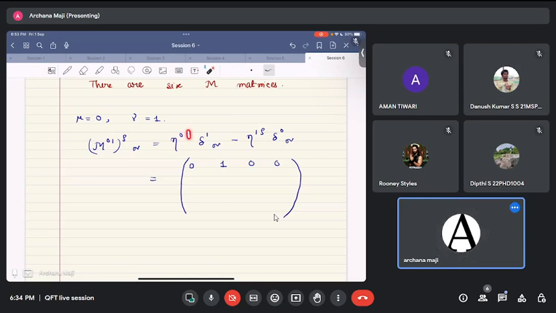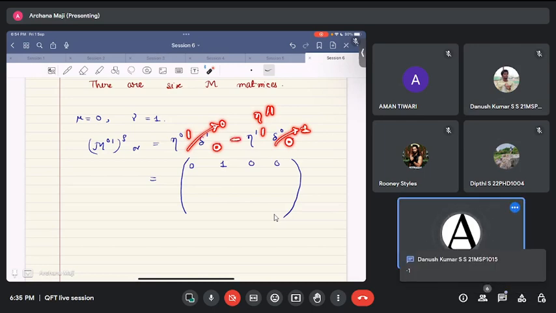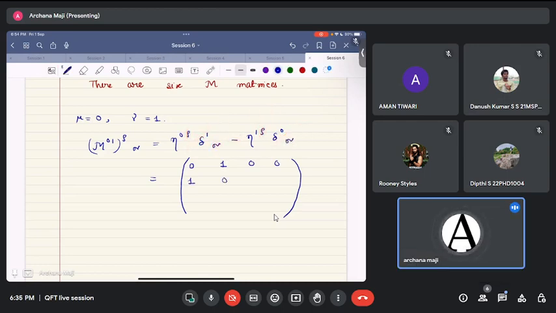And second row first column: rho is 1 and sigma is 0, so this term vanishes, and when you put rho 1, sigma 0, from that term you will get eta 1, 1 because this is 1. So there is one minus sign, and eta 1, 1 is minus 1 for us. So ultimately we get plus 1 here, and then you can check all other elements are 0.